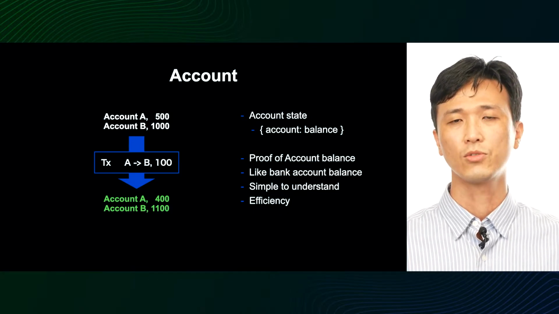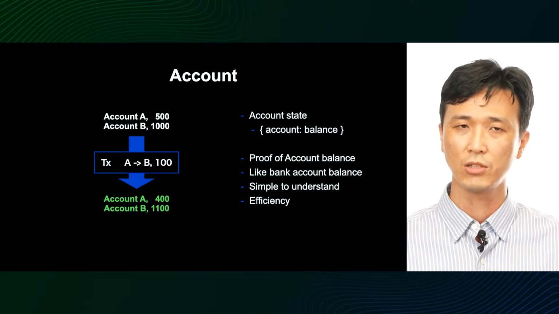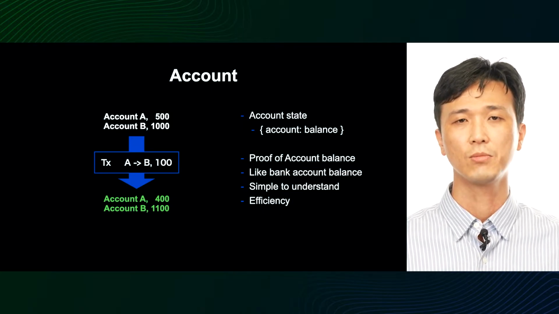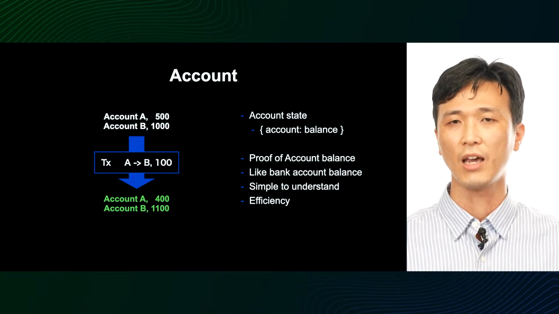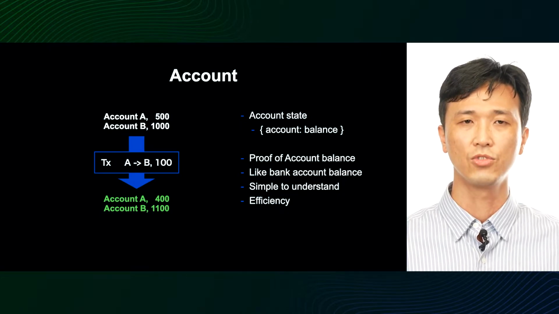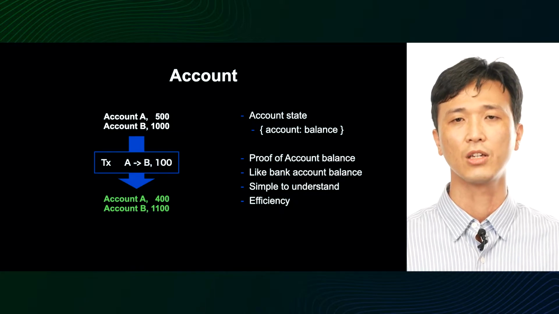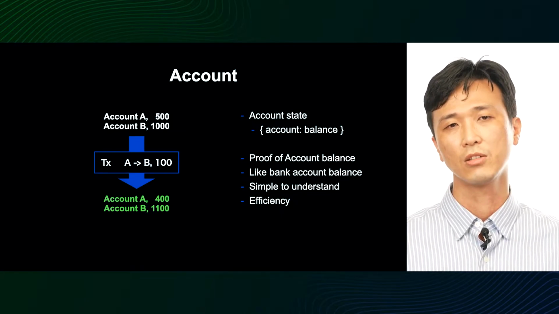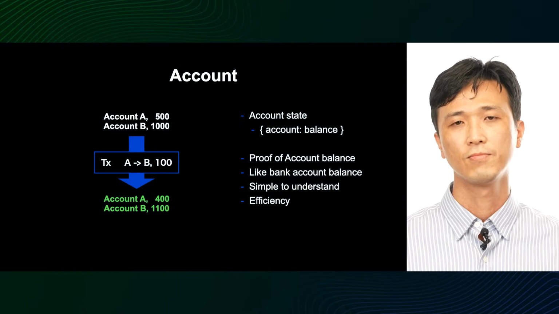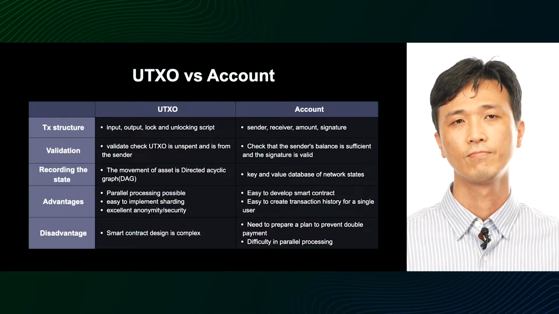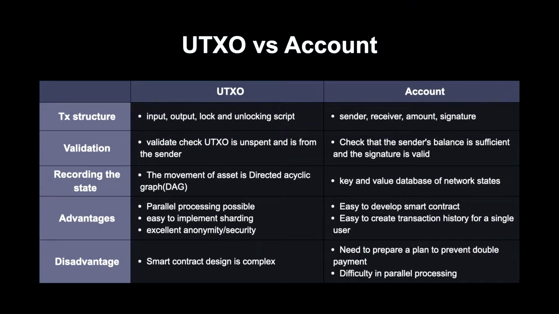Since the contents recorded in the transaction are directly applied to the state value operation, complex processing can be written intuitively and it is easy to understand. So it is easy to implement smart contracts. But performance improvement through parallel processing is not easy because the account balance is a critical area. So I've told you about the pros and cons and the differences of UTXO and account.